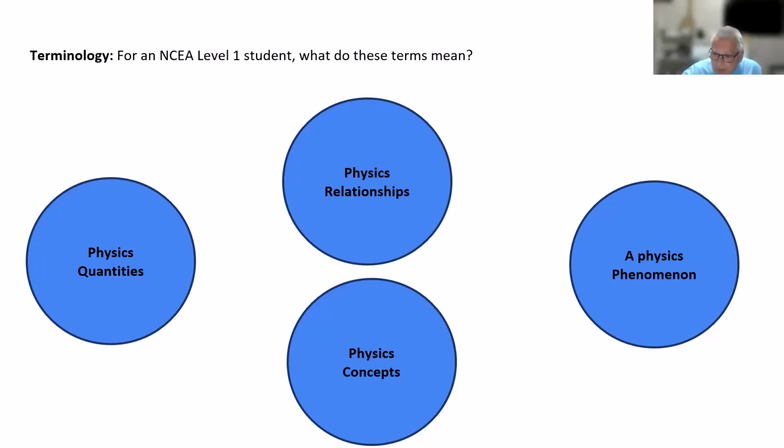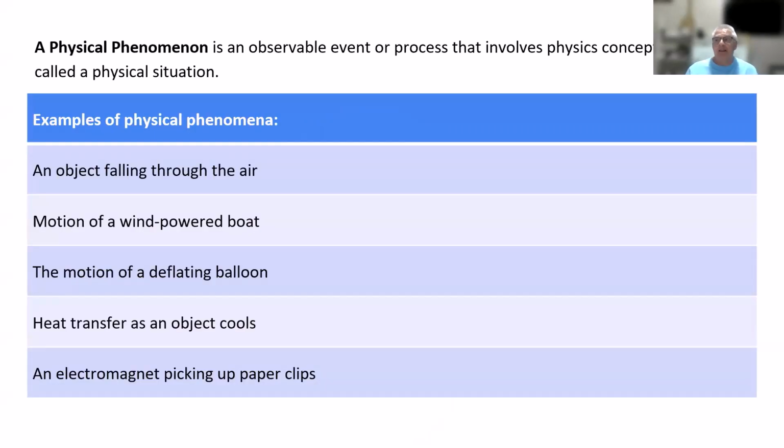Okay, now, what we tried to do, of course, NZIP, we tried to come up with some examples of each of these so we could just at least put them up and you could go, we like them, we don't like them. At the top of the slide, I'll read it out. A physical phenomenon is an observable event or process that involves physics concepts, sometimes called a physical situation. That's directly from the NCEA glossary. And it doesn't really tell you anything in particular, like how difficult the phenomenon should be or what the concept should be. So we just came up with some that we thought were appropriate.